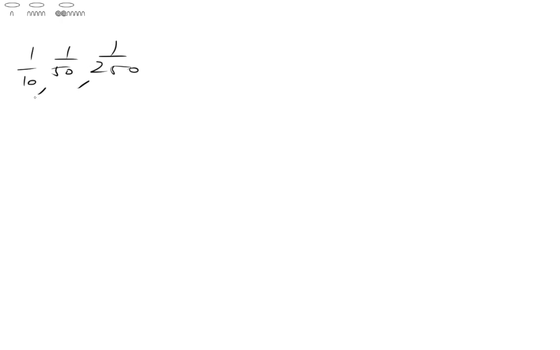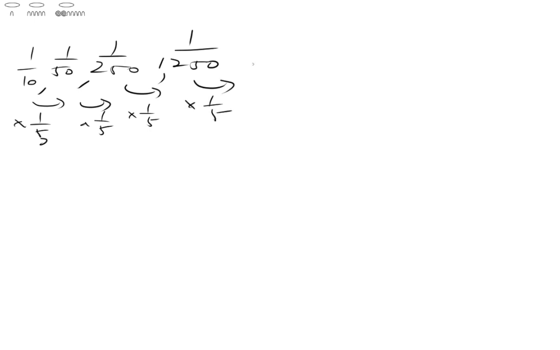So we have to find the pattern here. The pattern is you're multiplying everything by a fifth each time. So next, we're going to have 1 over 250 divided by 5. Yeah, that's one way to put it. So that's going to be equal to 1 over 1,250. Multiplied by a fifth again, then you're going to get 6,250. So your next two terms are going to be 1 over 1,250 and 1 over 6,250.